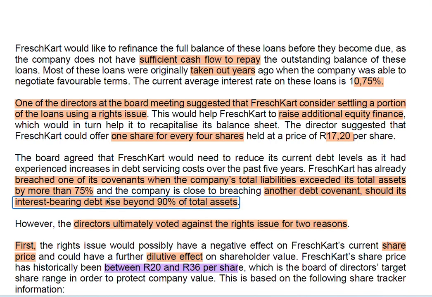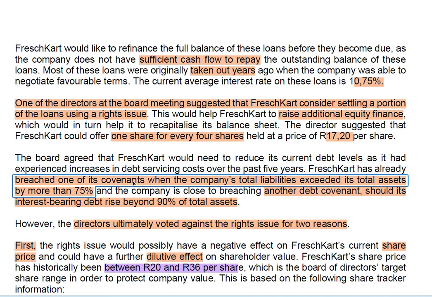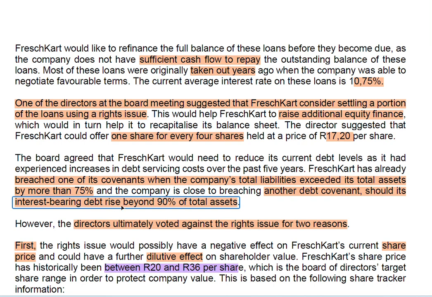So French Card has already breached one of its covenants when the company's total liability exceeded its total asset by more than 75%. Another debt covenant is triggered should its interest-bearing debt rise beyond 90% of total asset. So they're already in breach of the debt covenants. So what are debt covenants?